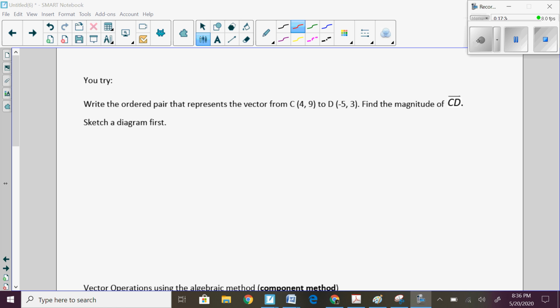So what I'd like you to do right now is try and write the ordered pair that represents the vector. Now again, remember, from 4, 9 to negative 5, 3. So you're going to write the ordered pair using component form, and then you're going to find the magnitude. So pause this video, go ahead and do it, and then check back and see if you got the right answer.